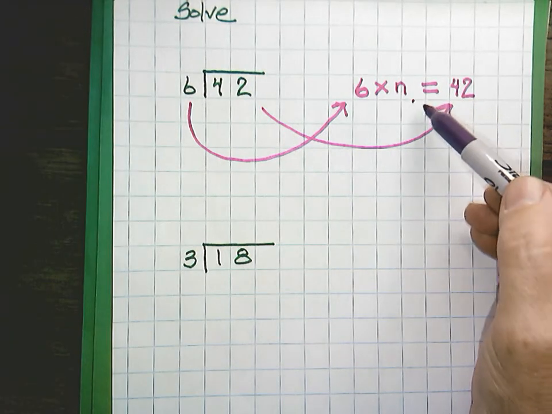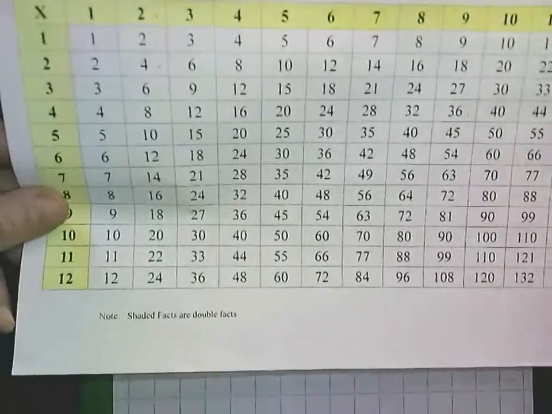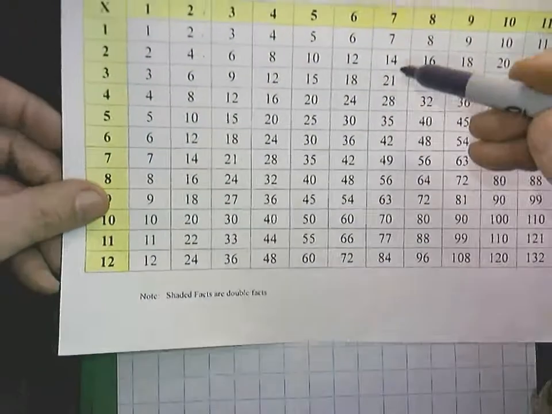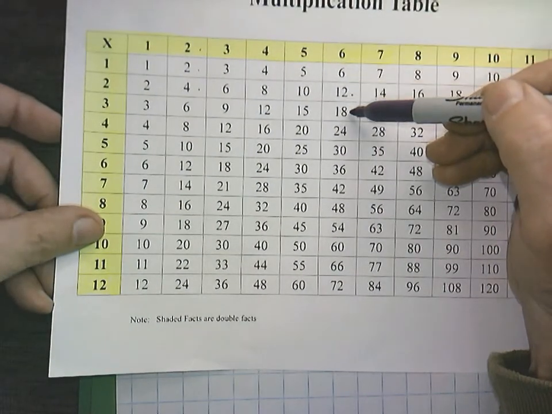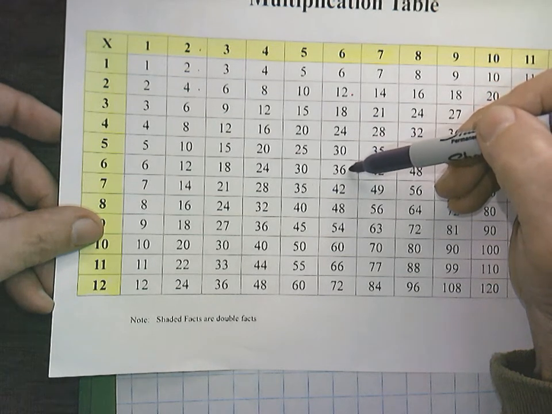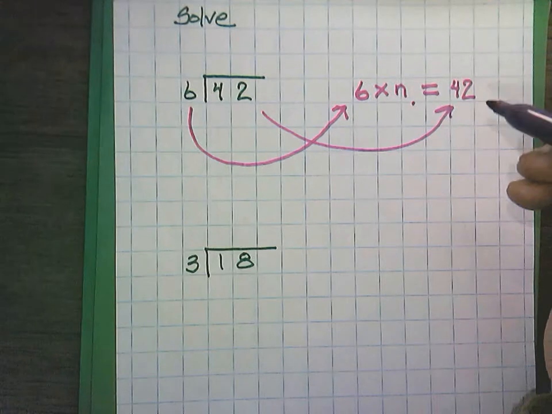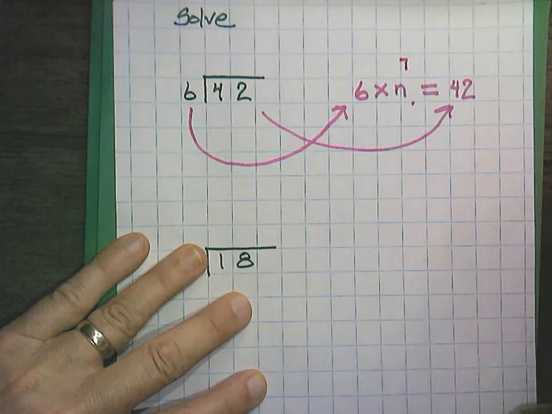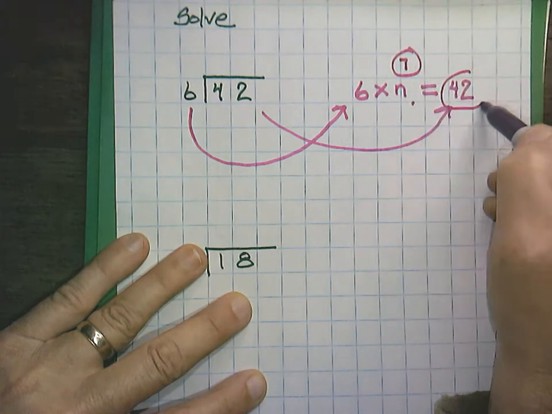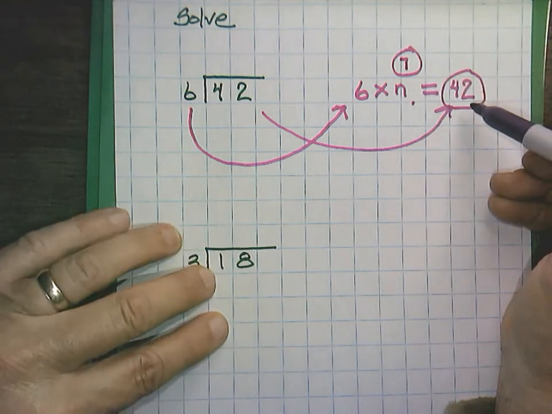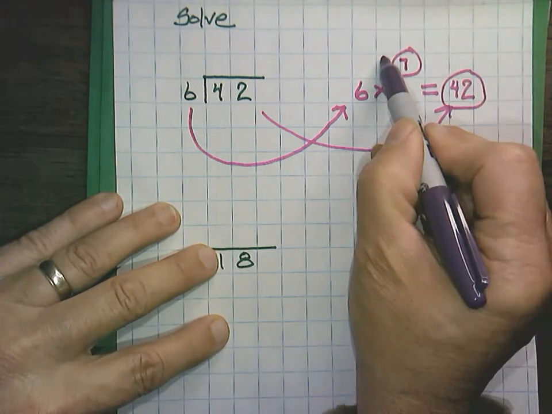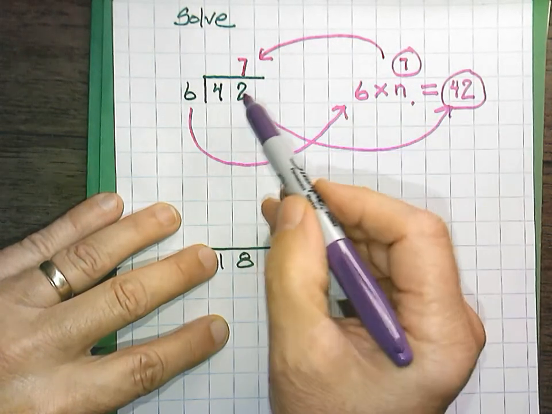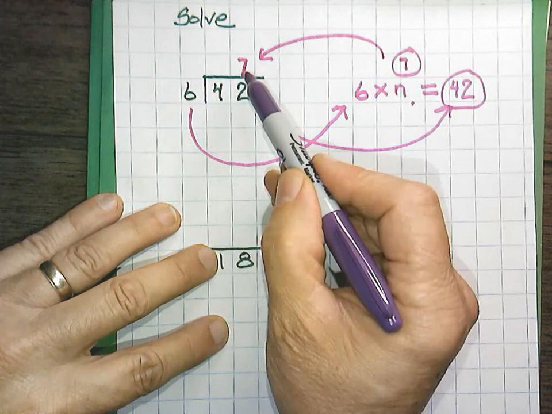Well, we can now use our multiplication chart. I'm going to go to the 6. And we're going to go down to the 42. 1, 2, 3, 4, 5, 6, 7. I counted 7. So in this case, our unknown number is 7. I'm going to circle that. I'm also going to circle the 42 because both of these numbers are important when we're doing long division. This 7 is going to come up over here. So in other words, 42 divided by 6 is equal to 7.